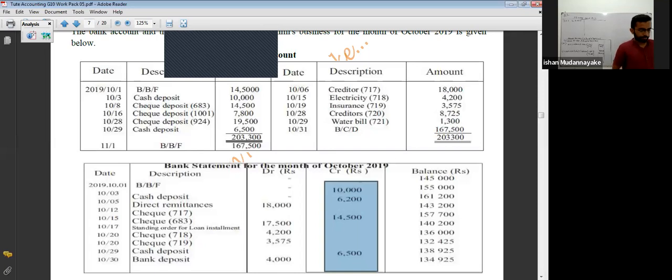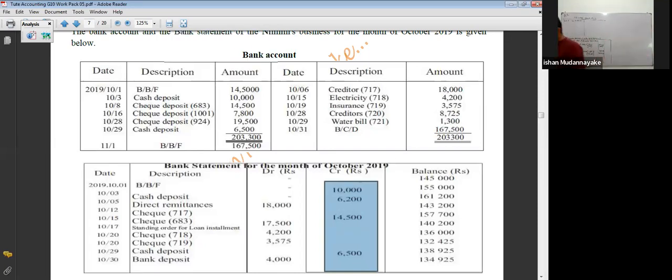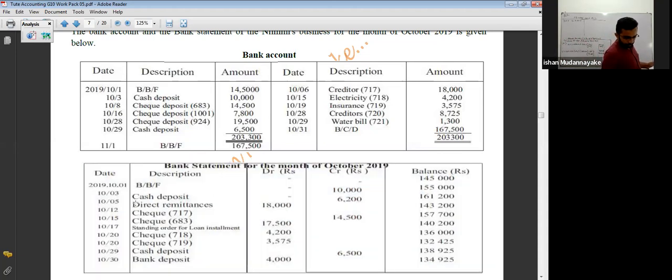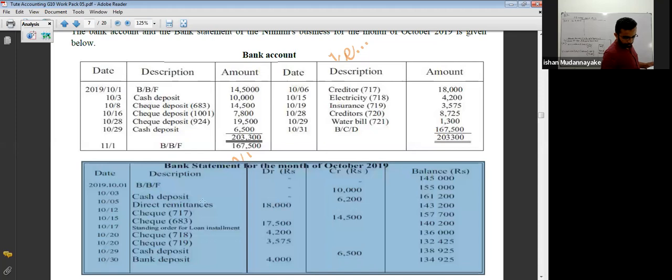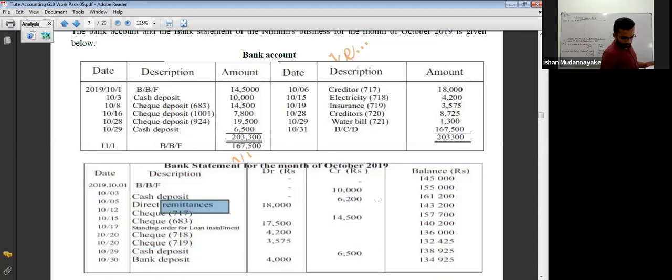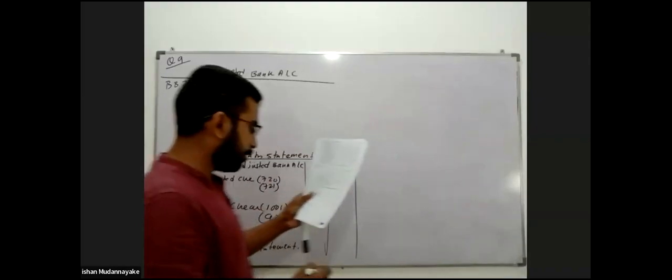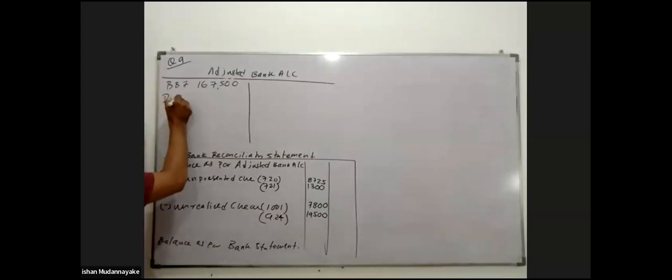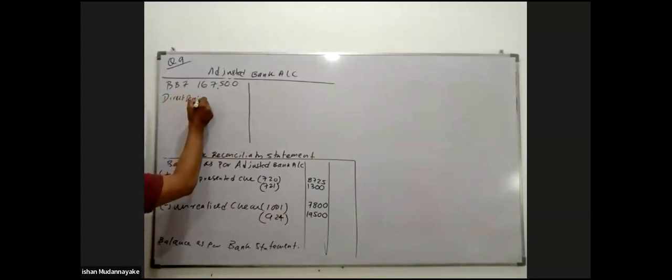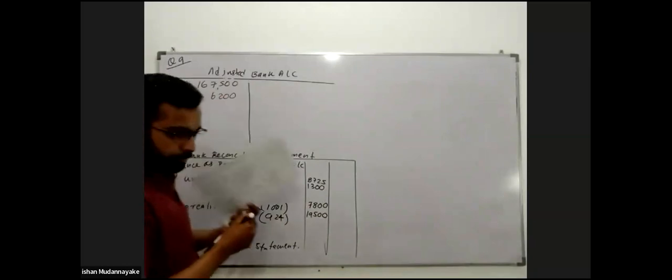Check the credit side of the bank statement. The credit side, 6,200, unmarked one. One of the unmarked is a direct remittance, 6,200. Then for a direct remittance, you need to debit the adjusted bank account. Adjusted bank account debit 6,200, direct remittance. So write down direct remittance 6,200.